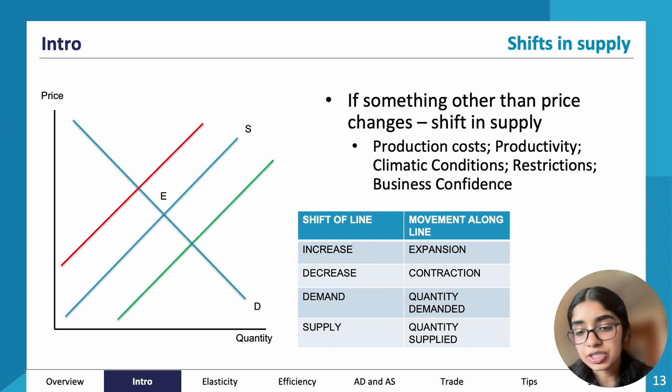Okay, so those are shifts in supply. They happen when there's an increase or decrease in supply at any given price. Now let's look at expansions and contractions in supply. Expansions in supply is when there's an increase in supply at a certain price.